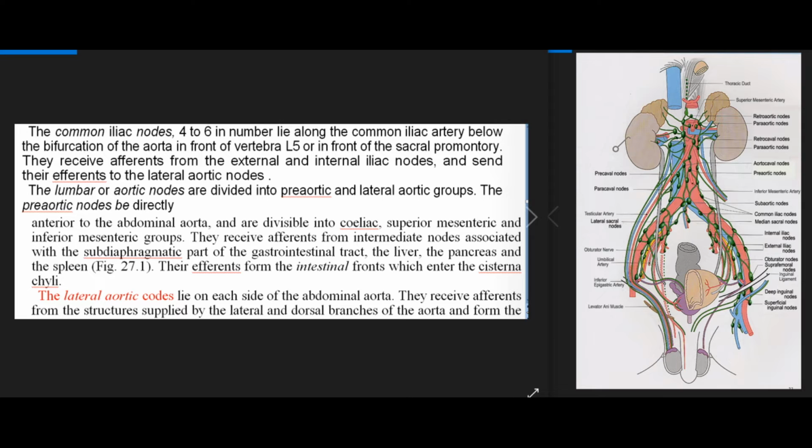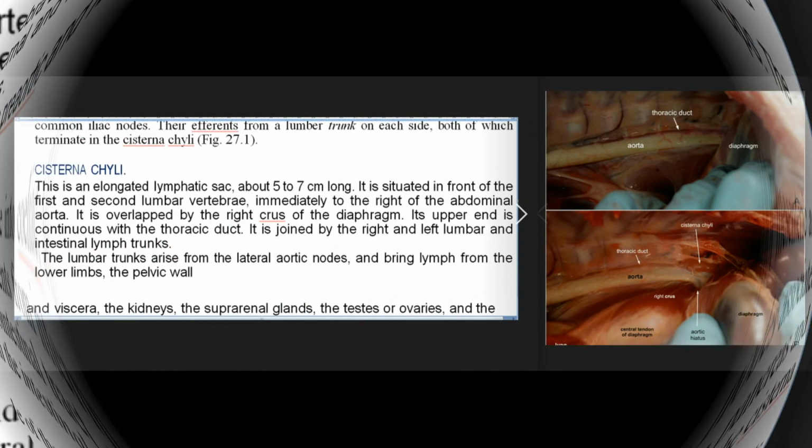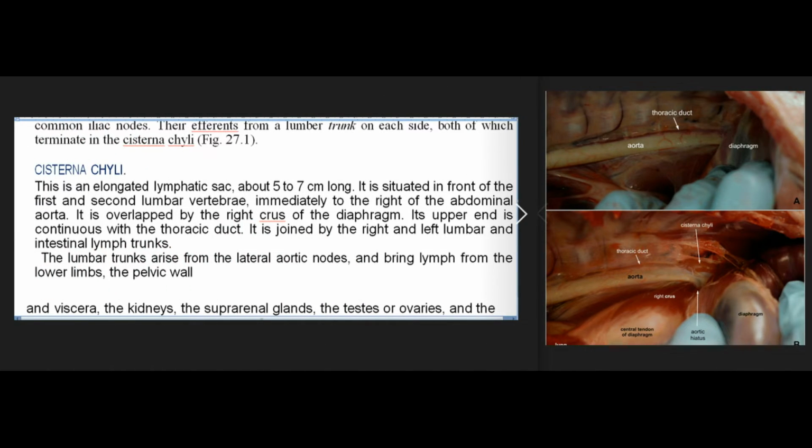The lateral aortic nodes lie on each side of the abdominal aorta. They receive afferents from the structures supplied by the lateral and dorsal branches of the aorta and from the common iliac nodes. Their efferents form a lumbar trunk on each side, both of which terminate in the cisterna chyli.